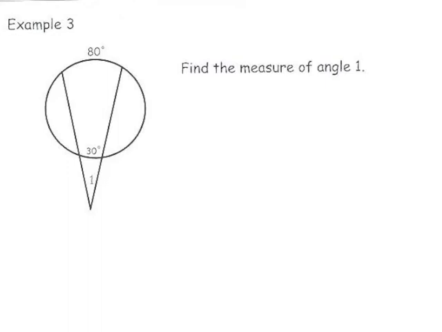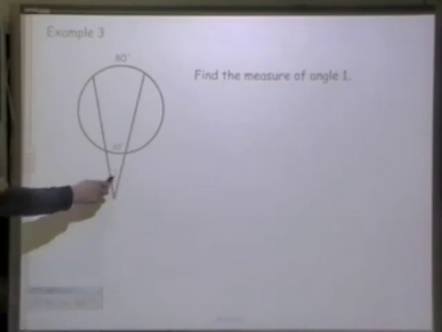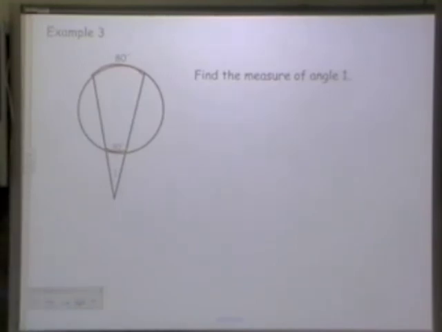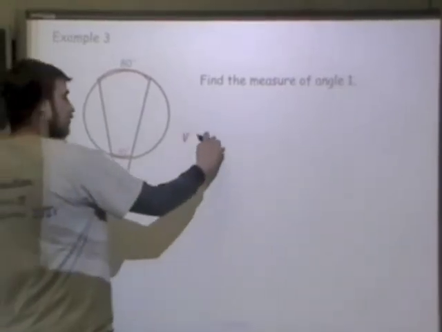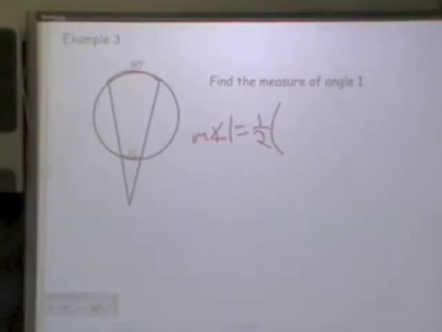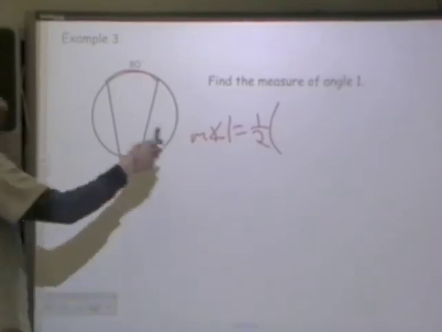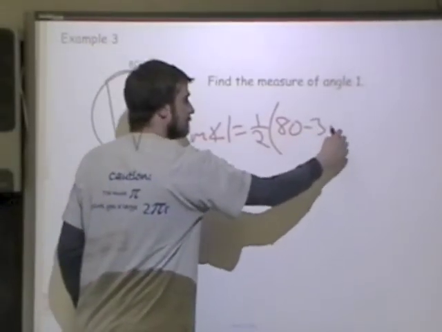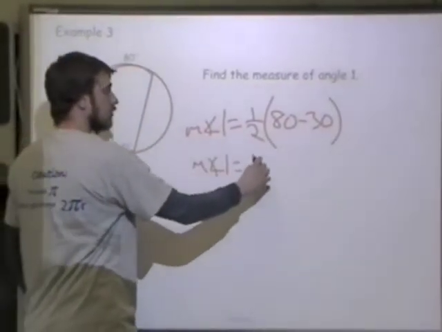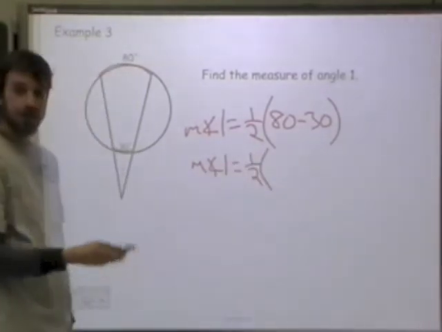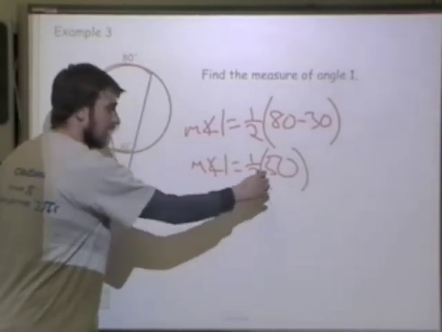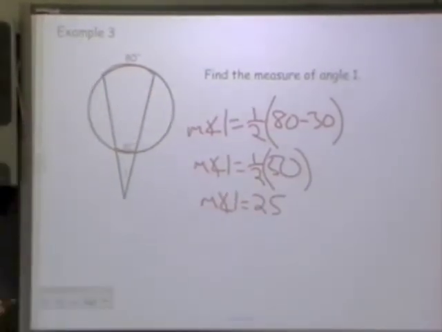Example 3 on your corresponding worksheet, we have an exterior angle. We can see that it intercepts 2 arcs. One that measures 30, one that measures 80. So the measure of angle 1 is equal to 1/2 times the difference of the intercepted arcs, because it's an exterior angle. So we say 80 minus 30, and we solve. The measure of angle 1 is equal to 1/2 times 80 minus 30, which is 50. And finally, the measure of angle 1 is equal to half of 50, which is 25 degrees.